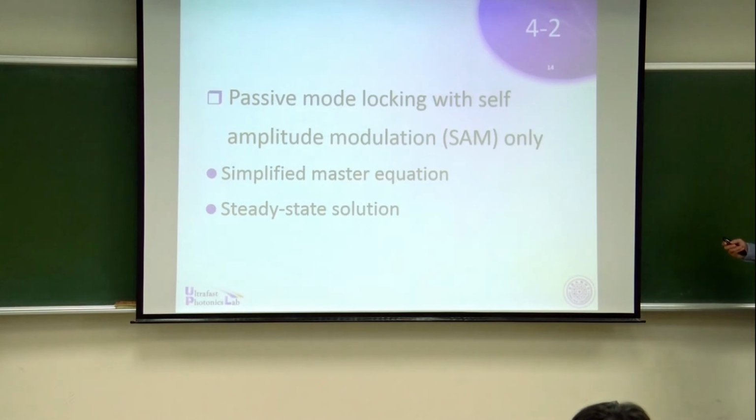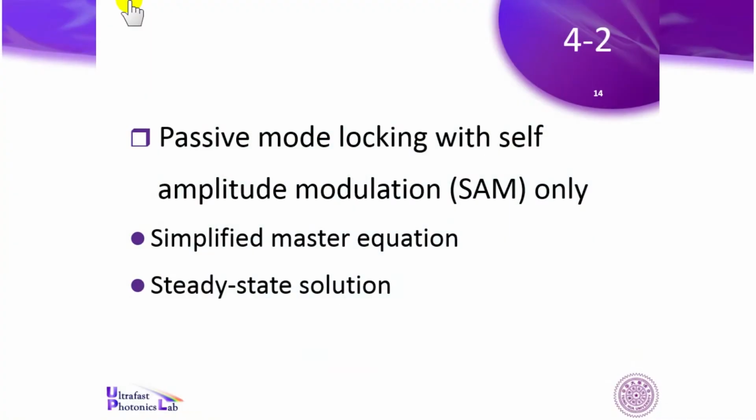So let's move on to the next section, passive mode locking with self-amplitude modulation only. The idea is we intend to simplify the master equation we just derived, starting with the assumption that only amplitude modulation is taken into account, no phase modulation at all. Under this condition, we can arrive at some easier conclusions about the general characteristics of passive mode locking.